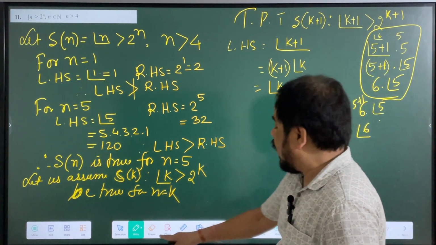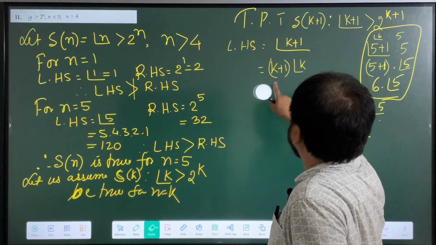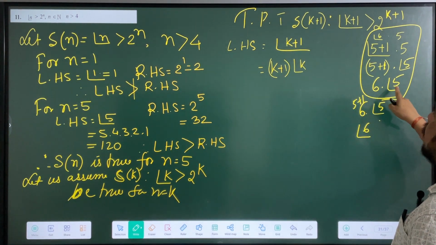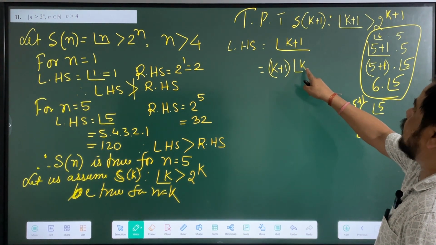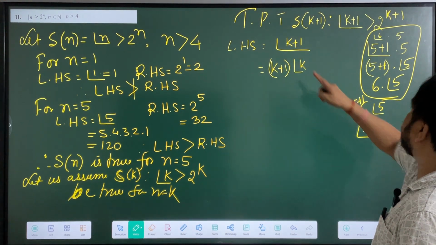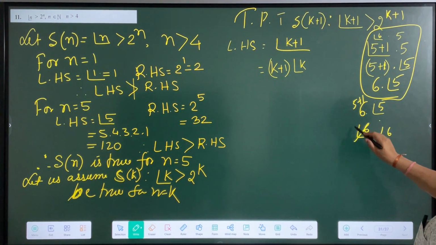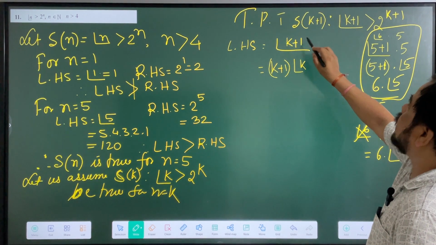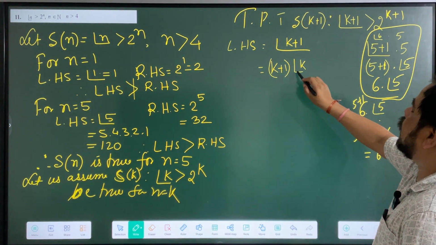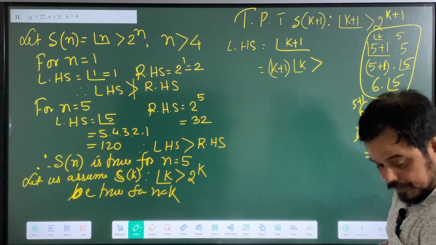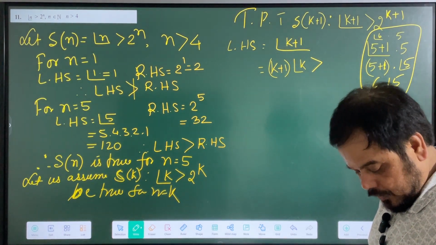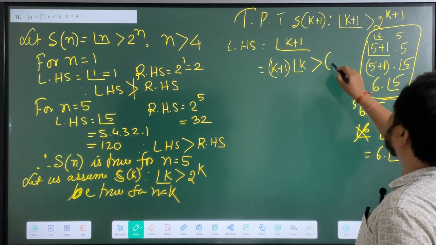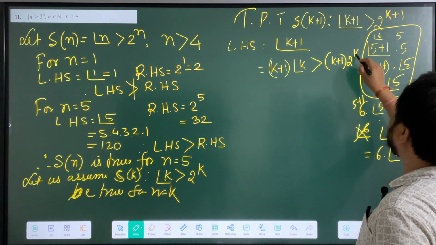I hope you understand this. Look here, I have written factorial 6 equals 6 into factorial 5. This one I think you understand. So factorial 6, which is 6 into factorial 5, is greater than K plus 1 into 2 to the power K.